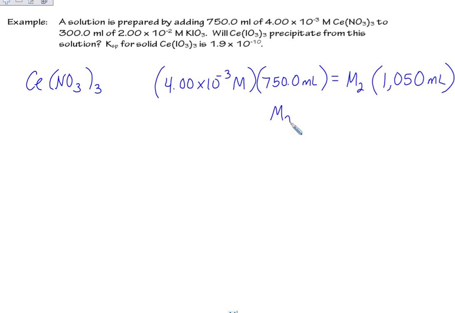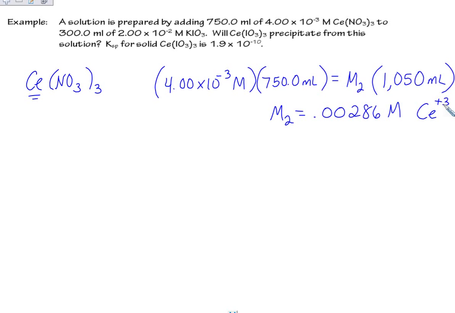0.00286 molar. Now, the precipitate we're looking for is this cerium iodate. So of the cerium and the nitrate, the only ion that I really care about is the cerium. And for each mole of cerium nitrate, I'll get 1 mole of cerium ions. So we could say that this is like the molarity of the cerium, and it must be +3. The nitrate's going to be a spectator. Nitrate is soluble with everything.